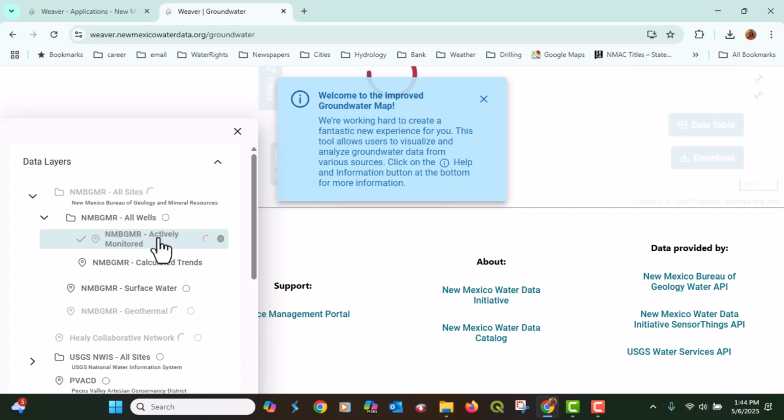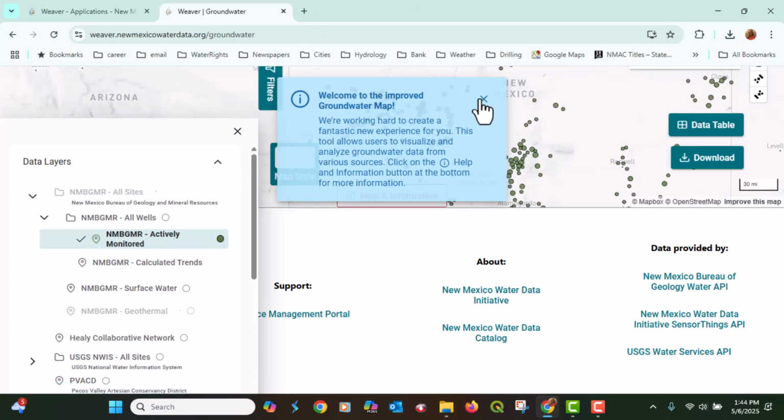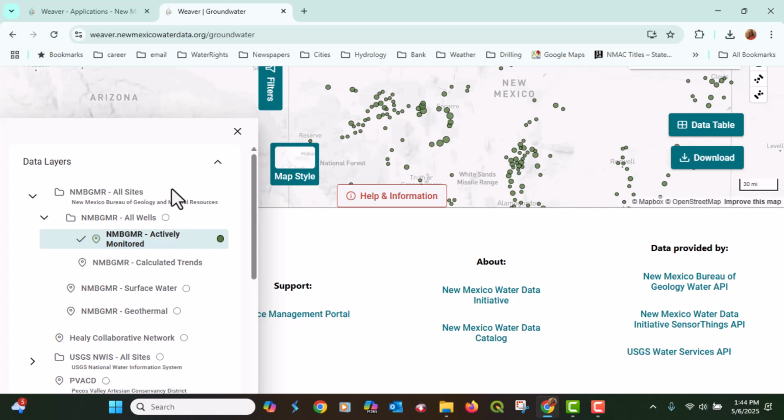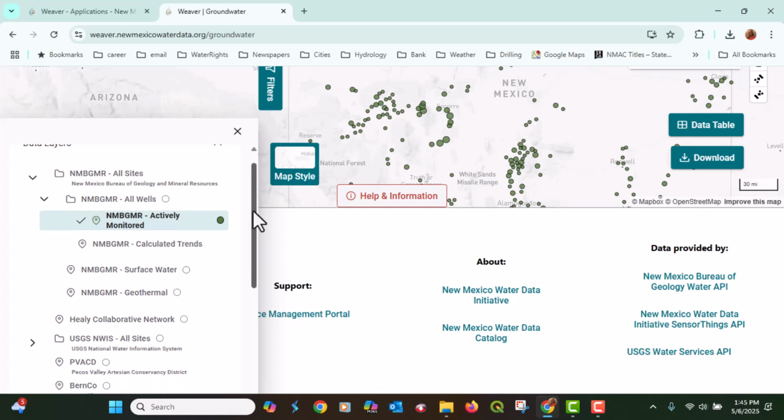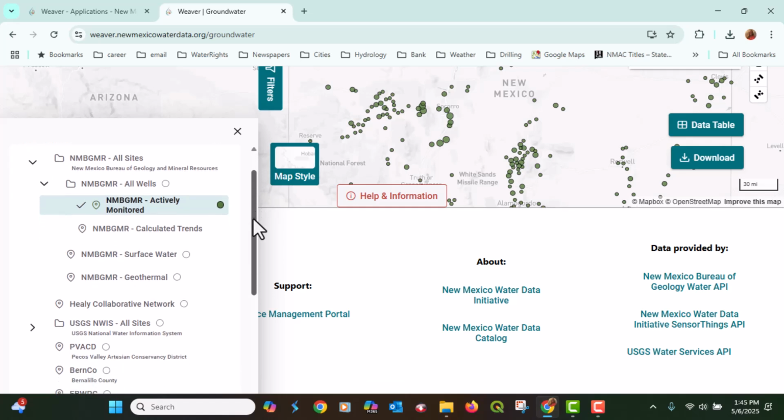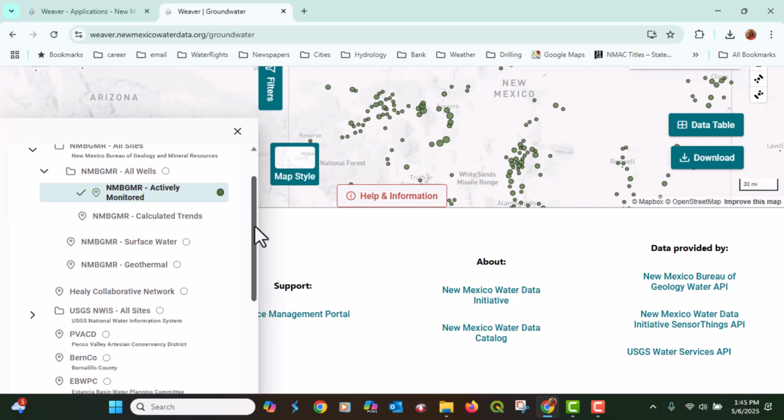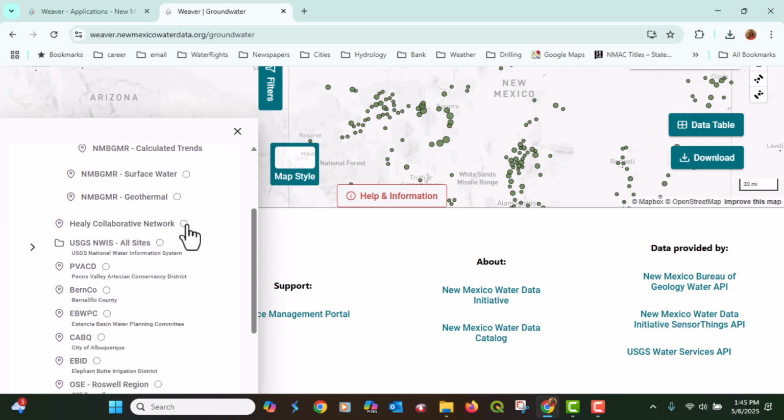So the groundwater map is relatively new, and there is a help button. Whenever you see the little I for information, you can click on that for more information. So the data layers that are available is the New Mexico Bureau of Geology. The actively monitored wells that they have in the Bureau of Geology. Then they have the Healy Collaborative Network, which has its own standalone map, but you can turn these all on and off by clicking these buttons.